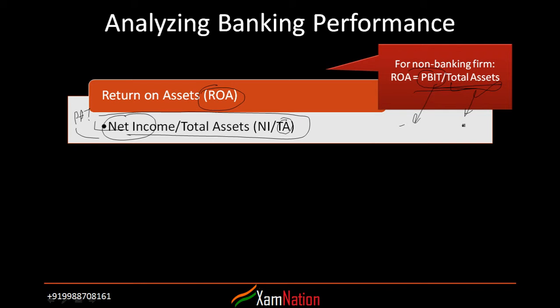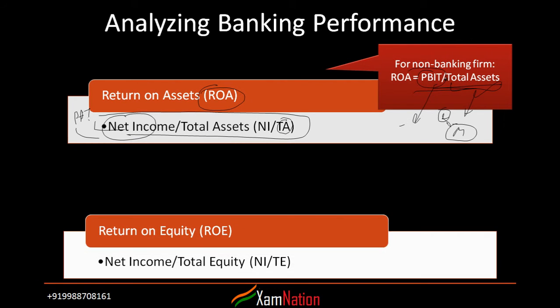For example, you have bought a machine by taking some loan. Although the interest has come into the picture because you have taken the loan, if you talk about the efficiency of the machine, it should not matter whether you financed it through a loan or some other activity. That's why interest expense is not taken into account when you are calculating the ROA for a non-banking firm.